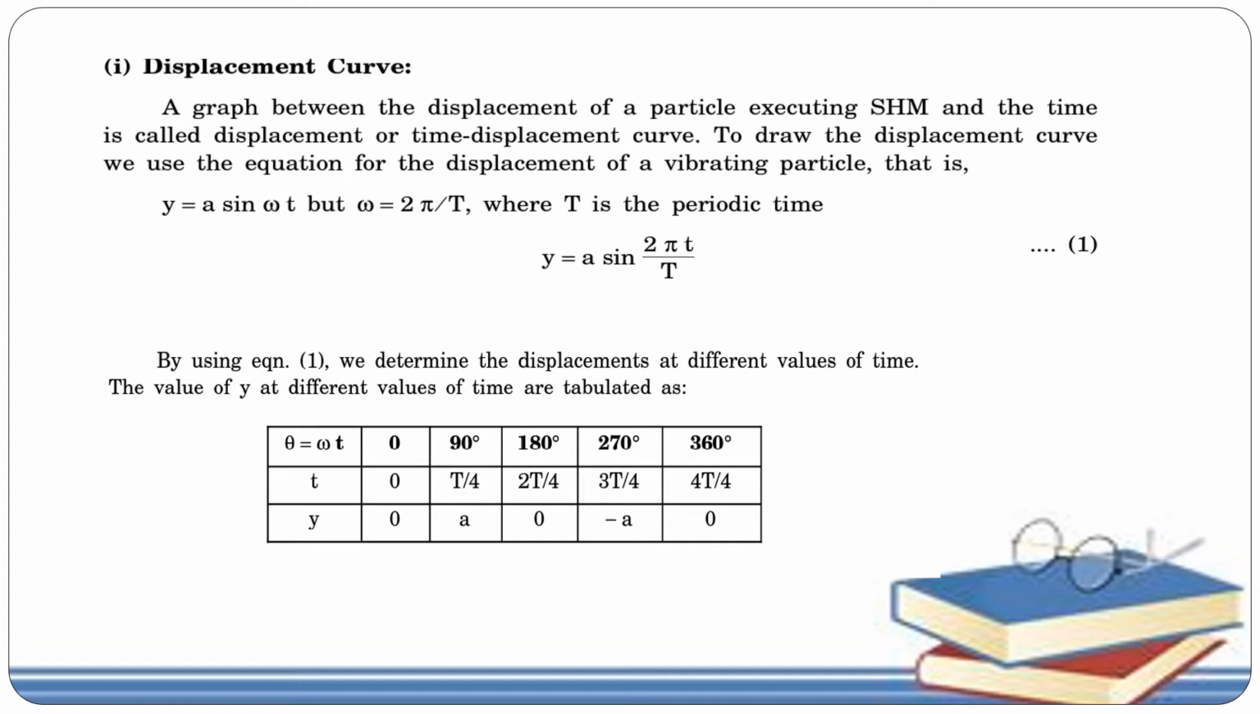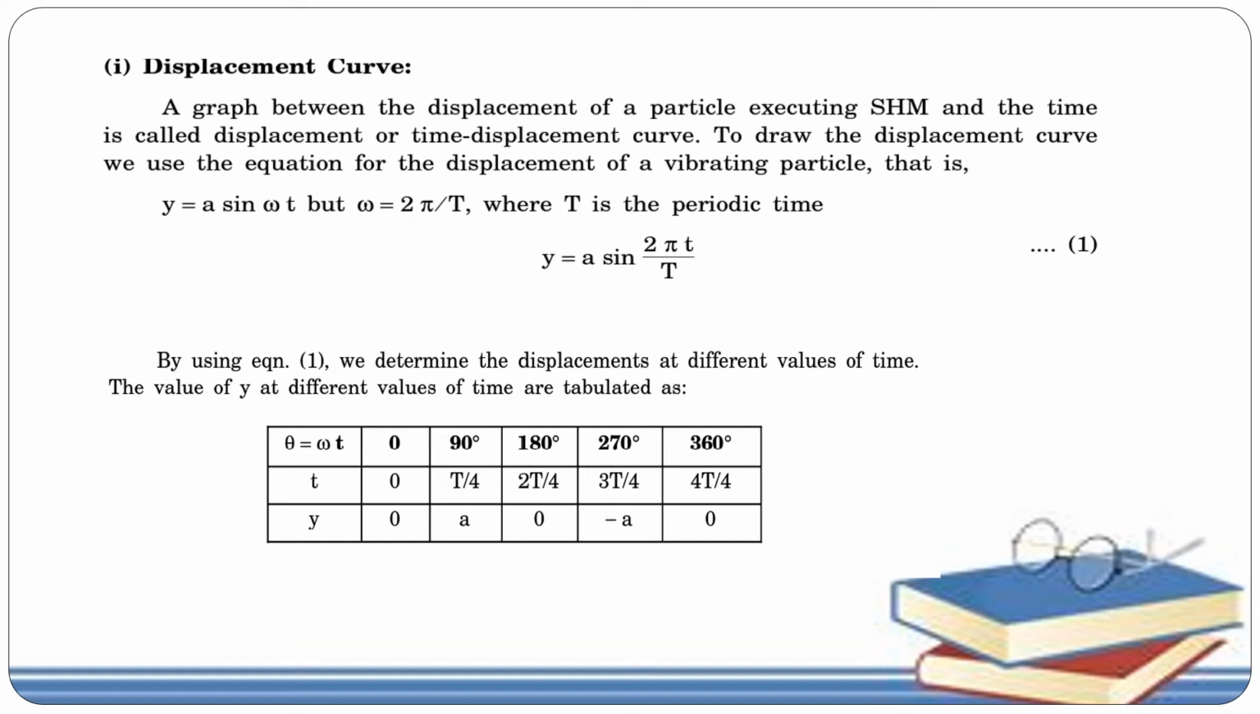In this case, we are going to see how the displacement is changing with respect to time. A graph between the displacement of a particle executing simple harmonic motion and the time is called the displacement-time curve. To draw the displacement curve, we use the equation for the displacement of the vibrating particle, that is y equal to A sin omega t. Already we know this equation.